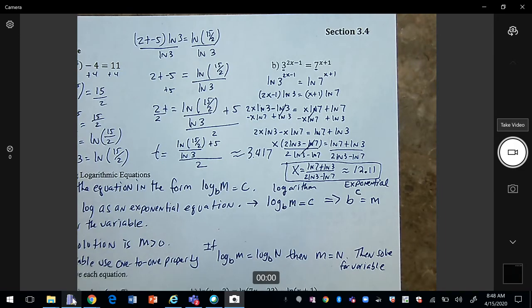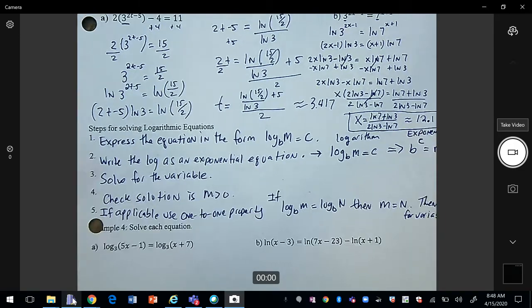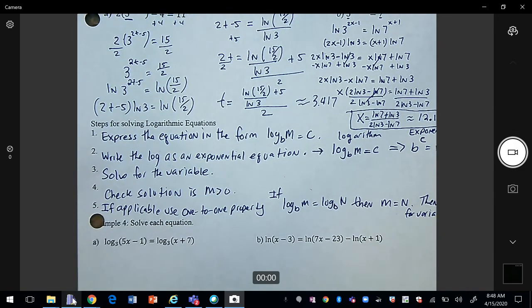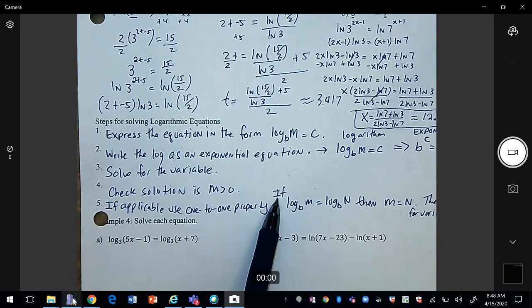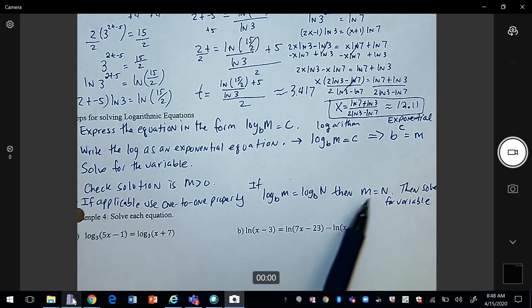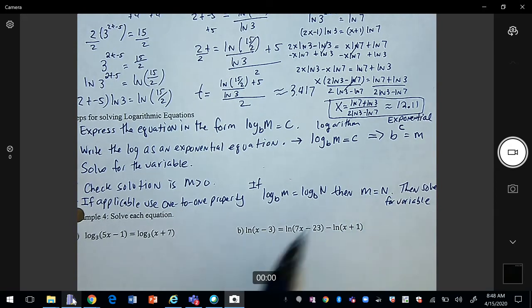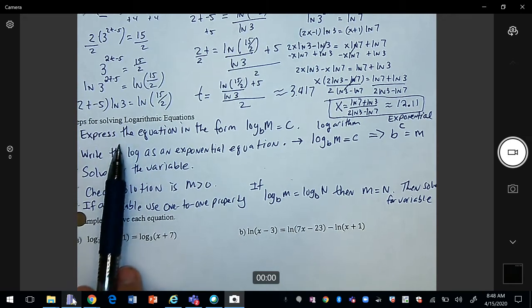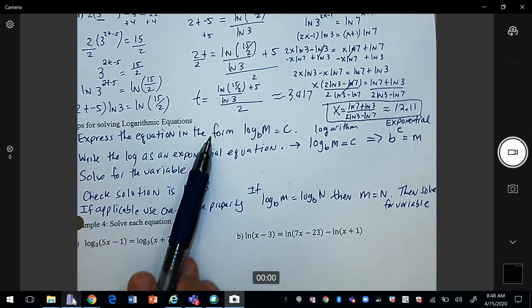Okay, so that was exponential. Now we're going to look at steps for solving logarithmic equations. One of the first things we want to do is check the one-to-one property. If log base b of m is equal to log base b of n, then m is equal to n, so we can solve for the variable. If you cannot use the one-to-one property, then we want to express the equation in the form as follows.